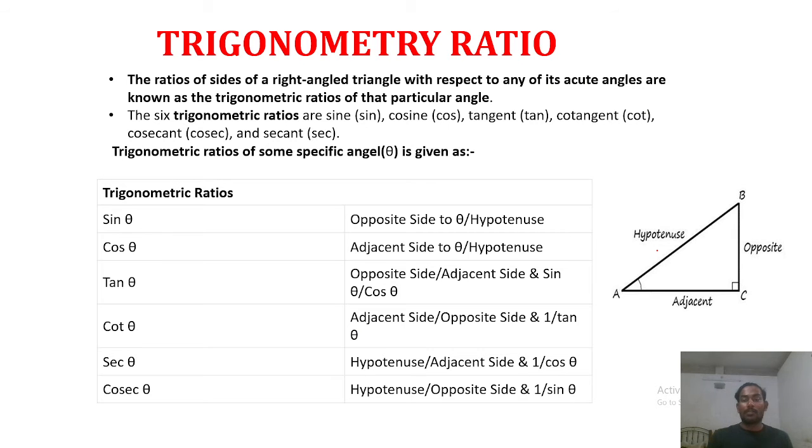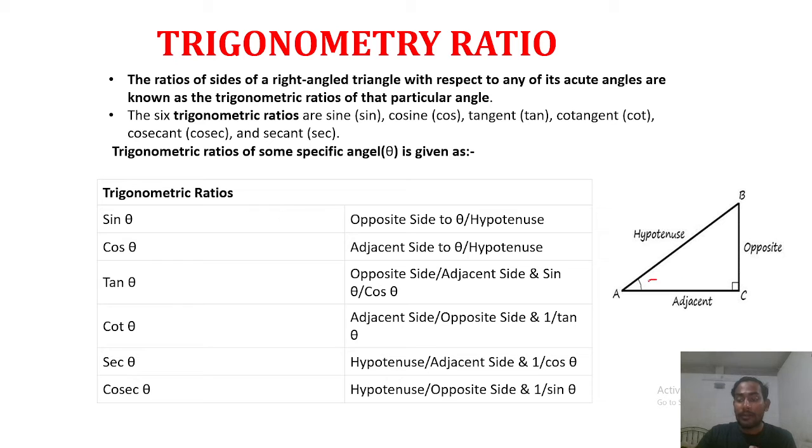Okay, so now coming to the next topic, that is trigonometric ratios. What is a trigonometric ratio? Basically, the ratio of the sides of a right angle triangle with respect to any acute angle is known as a trigonometric ratio. Just focus on this part only: the ratio of the sides of a right angle triangle with respect to any acute angle.